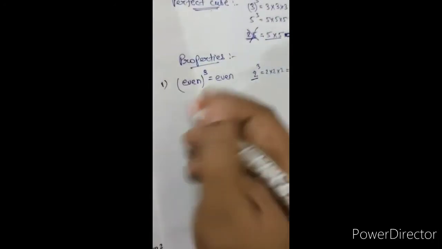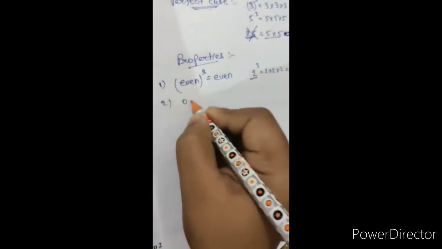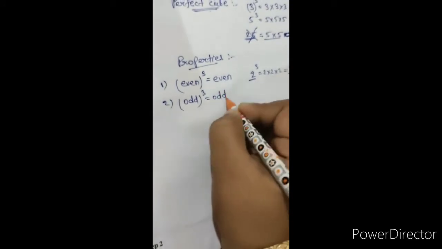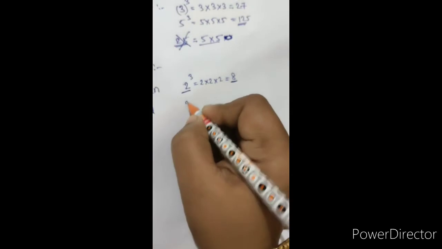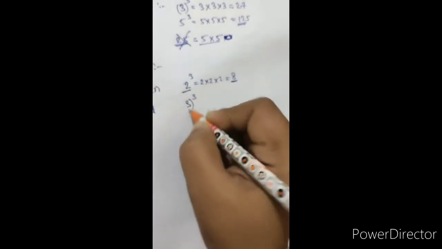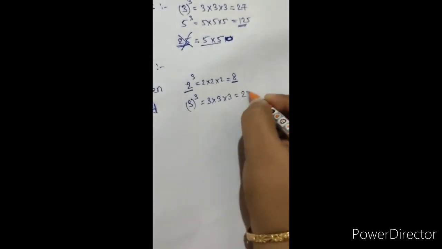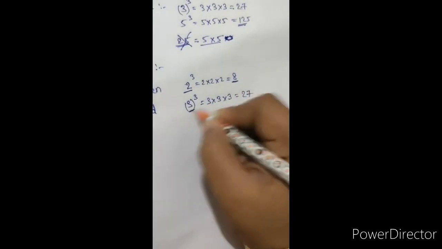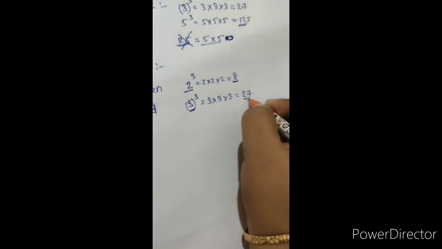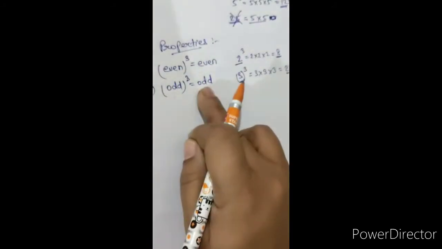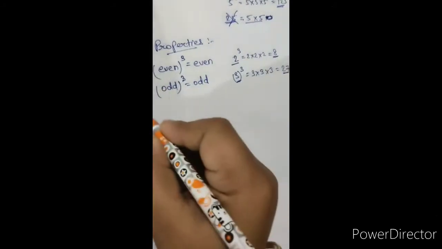Now second, the cube of an odd number is always odd. Take an example. 3 is an odd number. So you have to find the cube of 3. 3 into 3 into 3, that is 27. 3 is an odd number and the answer 27 is also an odd number. So we can say that the cube of an odd number is always an odd number.